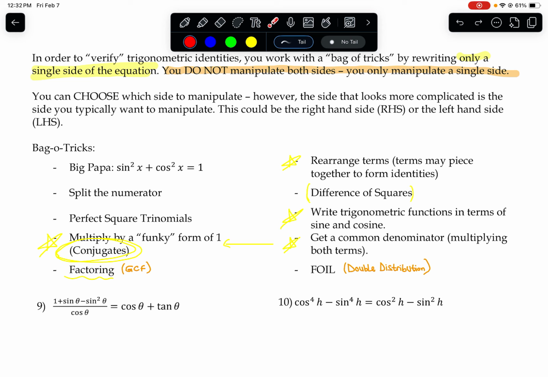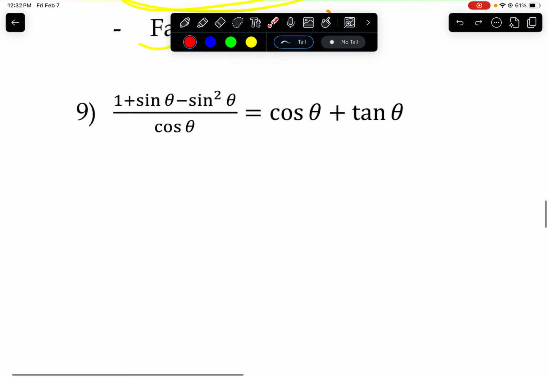So a note, if you ever see RHS, that just means right-hand side, and if you ever see LHS, that just means left-hand side. So we may abbreviate those, but just keep in mind that whenever you see those, that's just referring to a different side. All right, number 9.